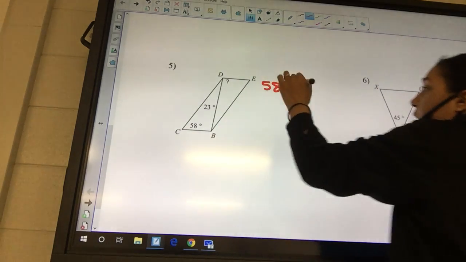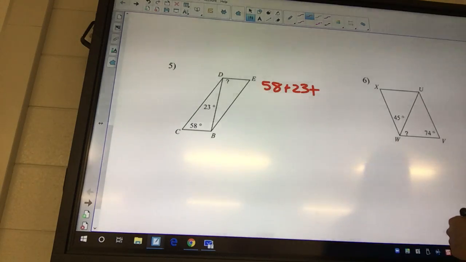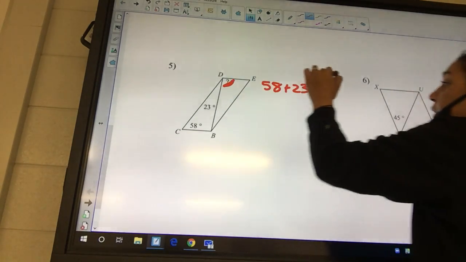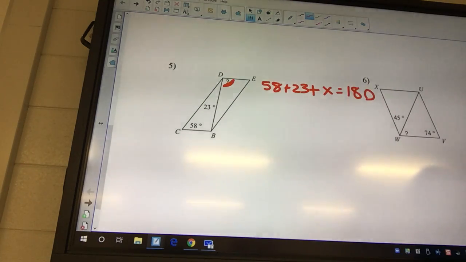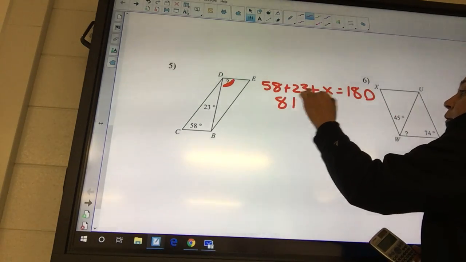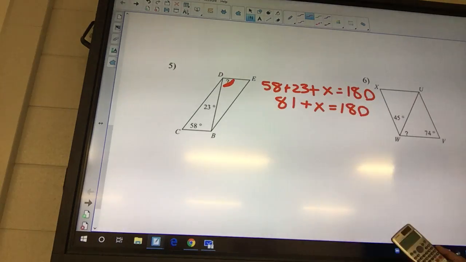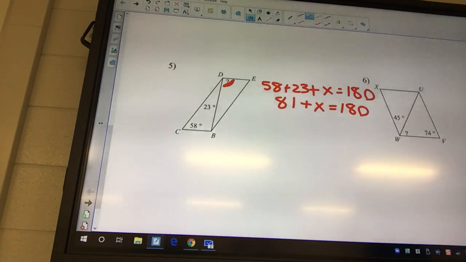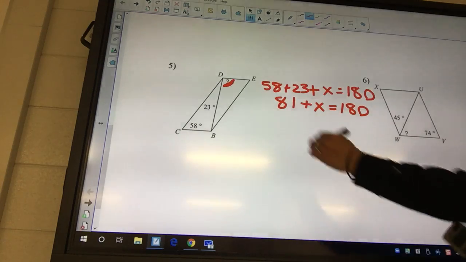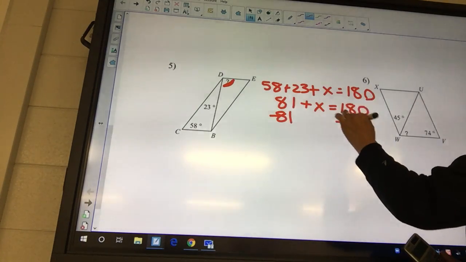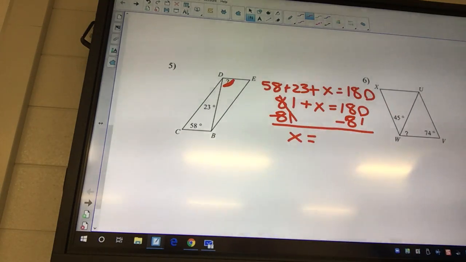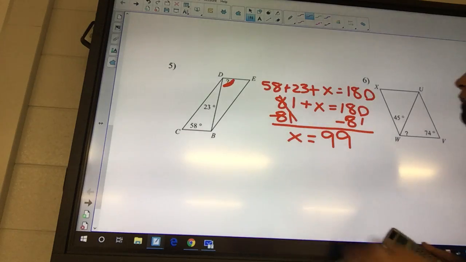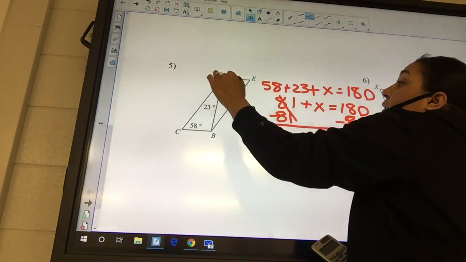plus 23 plus this one, question mark, which is D, so we can put X equals 180. Okay, so 58 plus 23 is going to be 81. Plus X equals 180. 81 plus X equals 180. Then we minus 81 on both sides. I got X equals 180 minus 81. 99. Okay, and so you could fill that one in and say it's 99.